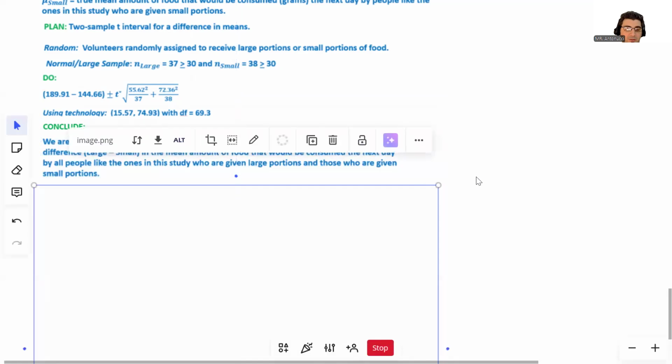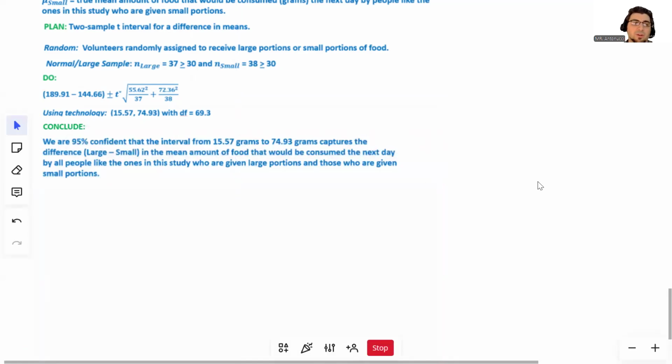We are 95% confident that the interval from 15.57 grams to 74.93 grams captures the true difference, indicate the direction, large minus small, in the mean amount of food that would be consumed the next day by all people like ones in this study who are given large portions and those who are given small portions. All right, there's our full construction of a confidence interval. We stated what we were going to do, defined the parameters of interest, checked the conditions after we stated which procedure we're going to use, showed some work to calculate the confidence interval, and then made our conclusion.